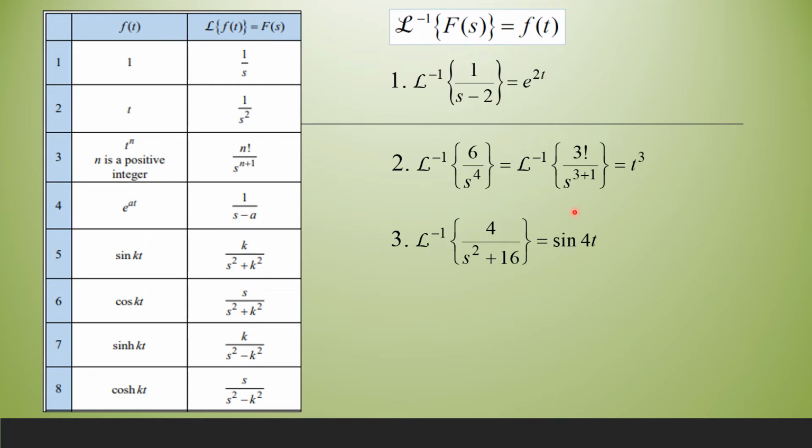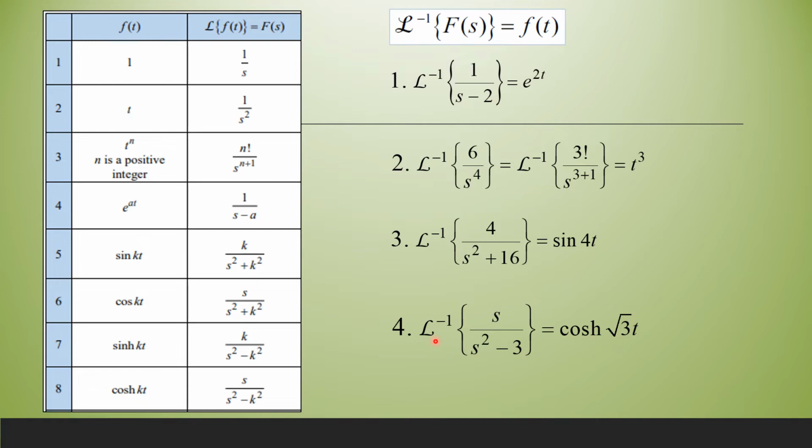Question number 3. What is the inverse Laplace transform of 4 over s squared plus 16? If you compare this expression with those listed in the table, formula number 5 exactly matches what we are seeing here. This is a constant k equal to 4, and k squared, 4 squared, is 16. Since the inverse Laplace transform of k over s squared plus k squared is sine kt, the inverse Laplace transform of 4 over s squared plus 16 is equal to sine 4t. K has been replaced by the number 4.